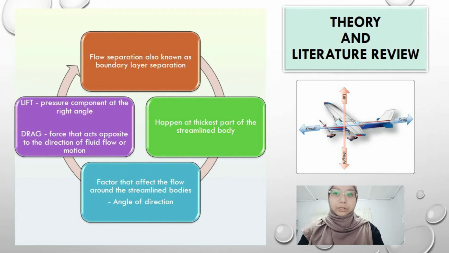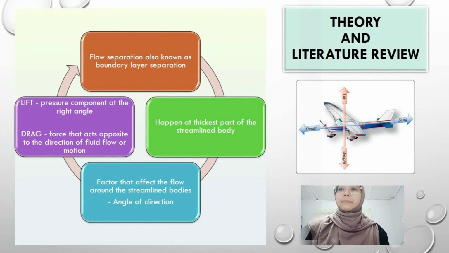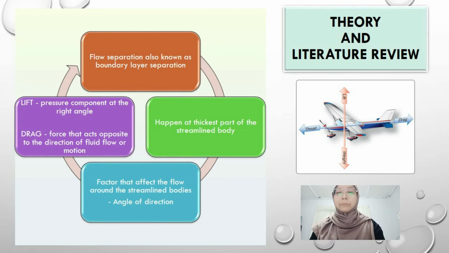Next is flow separation, also known as boundary layer separation. It happens at the thickest part of the streamlined body, and it occurs when the speed is lower but the pressure is high. Another factor that affects the streamlined body flow is the angle of direction. The body is subjected to some pressure, and the pressure is divided into two components, which are lift and drag. The pressure component at a right angle to the direction is known as lift, while the force opposite to the direction of the fluid flow or motion is known as drag.